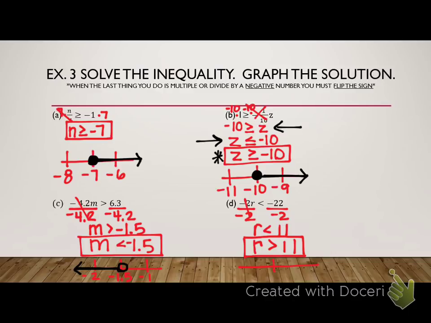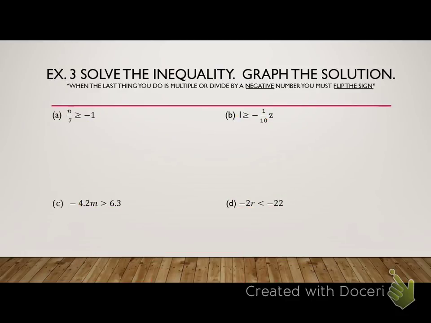When I graph this, 11 goes in the center, 12 to the right, and 10 to the left. My symbol is just greater than, so my circle is open. Since all of my solutions are supposed to be bigger than 11, my arrow will go to the right. So hopefully you took the time, you paused the video, you worked that out, and you got the correct answer.